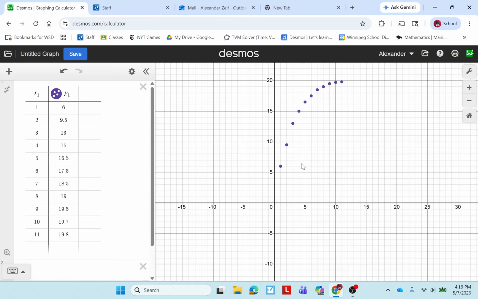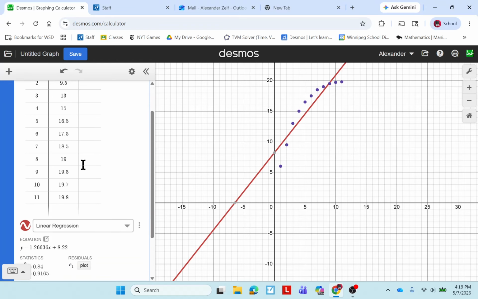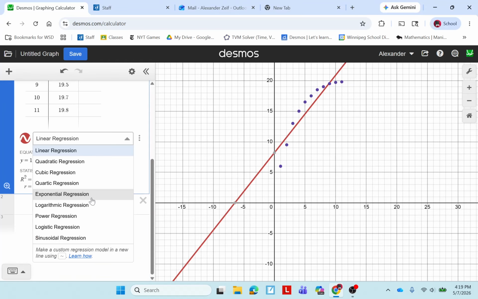And now the new way that I've discovered to find regression is if you click on this branch looking thing here on the left, it says add regression. So we can just click on that and it brings this drop down menu where we can choose what kind of regression we want. Now the one thing I want to point out is we are doing logarithmic regression. We are not doing logistic regression. Those are two completely different things. So even though we're talking about log functions, make sure you know that we're doing logarithmic. So make sure you're clicking on the right thing.